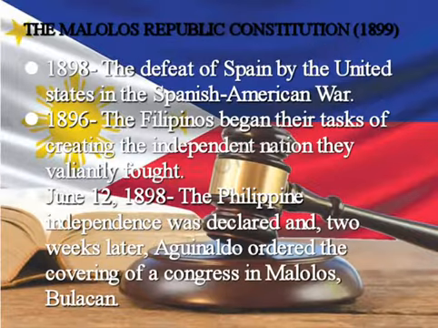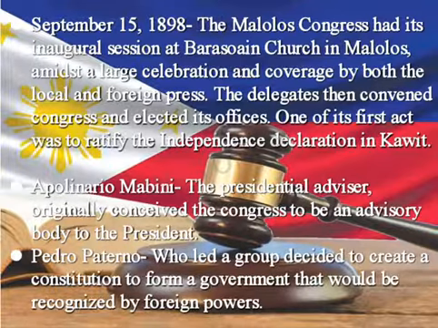Malolos, Bulacan. On September 15, 1898, the Malolos Congress had its inaugural session at Barasoain Church in Malolos, amidst a large celebration and coverage by both local and foreign press. The delegates then convened Congress and elected its officers. One of its acts was to ratify the independence declaration in Kawit. Apolinario Mabini, the presidential advisor, originally conceived the Congress to be an advisory body to the president, while Pedro Paterno, who led a group, decided to create a constitution to form a government that would be recognized by foreign powers.